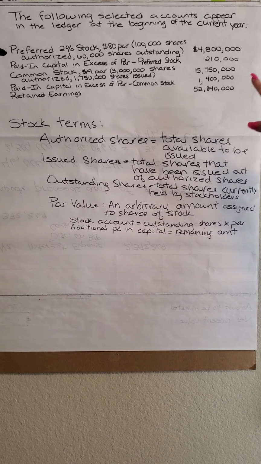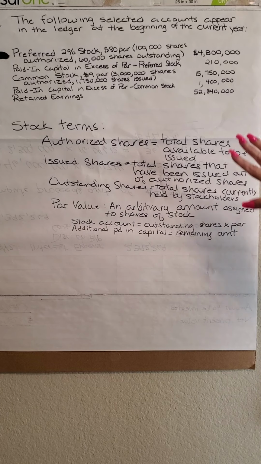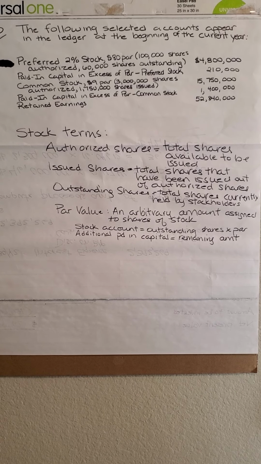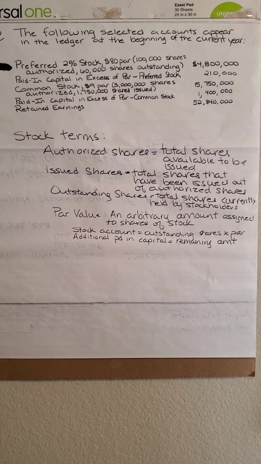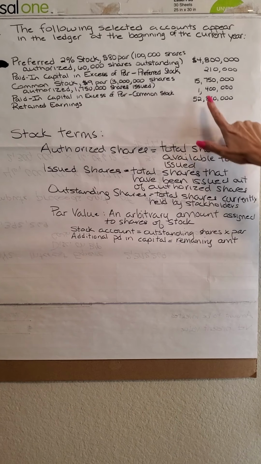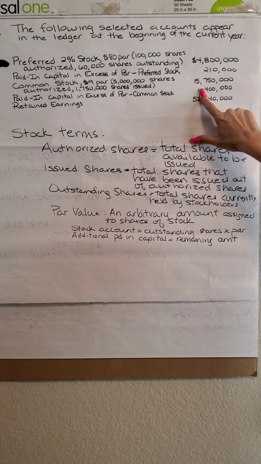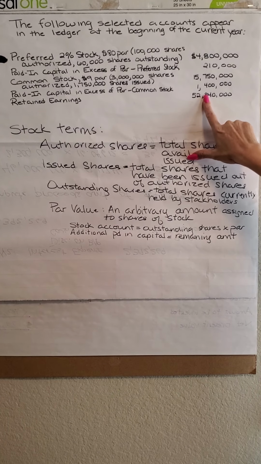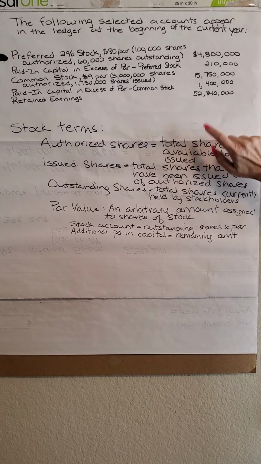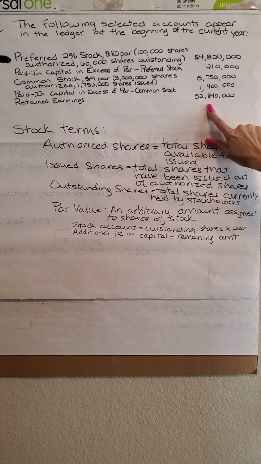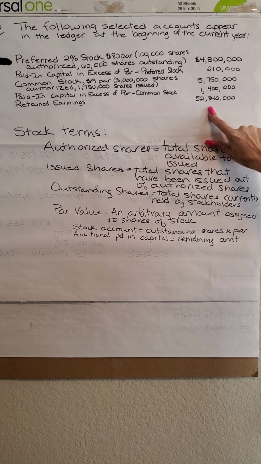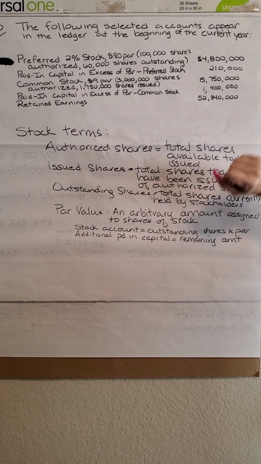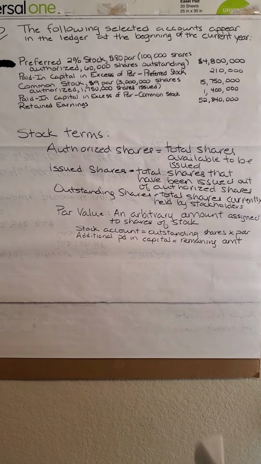So you'll see here that we have two classes of stock. We have preferred stock and we have common stock. Our common stock has a $9 par value. 3 million shares are authorized and 1.75 million shares are issued. Remember, this amount here is going to be the number of shares issued times the $9 par value. Then we've got paid-in capital in excess of par common stock. Again, that's the amount paid over the par value. And then we've got our retained earnings account here, because remember that stockholders' equity is comprised of our stock accounts, all of these types of accounts here, as well as retained earnings.